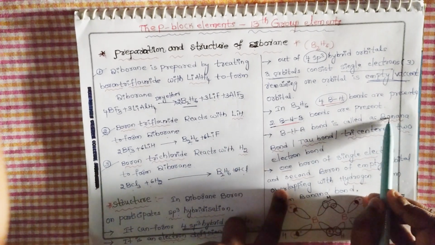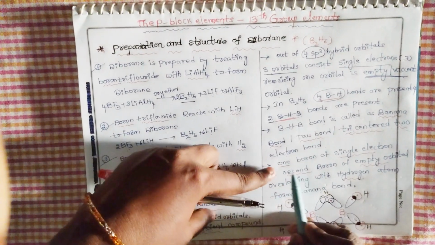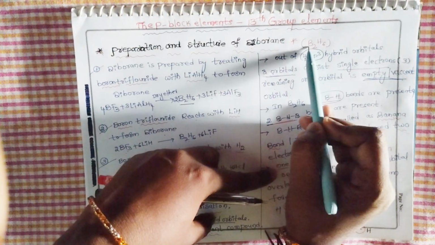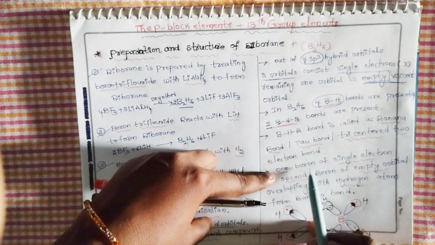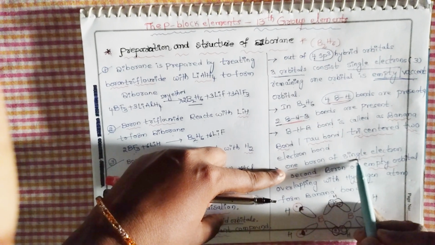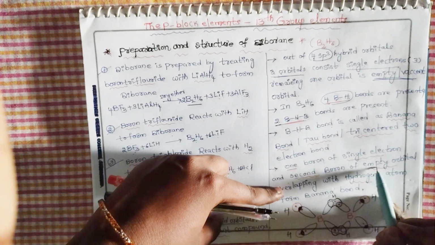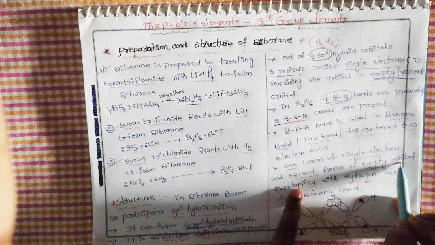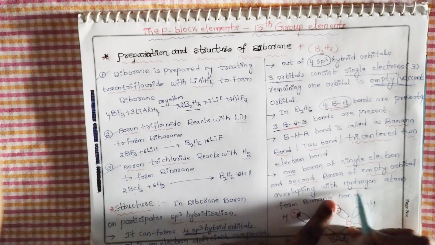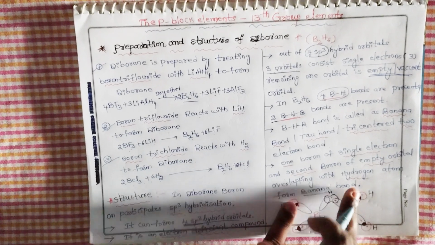So how is this BHB bond, the banana bond, formed? In diborane, how many borons are present? 2 borons. One boron has how many electrons? Single electrons. And the second boron has which orbital? An empty orbital. Overlapping with which atom? The hydrogen atom. So that is how the banana bond is formed.